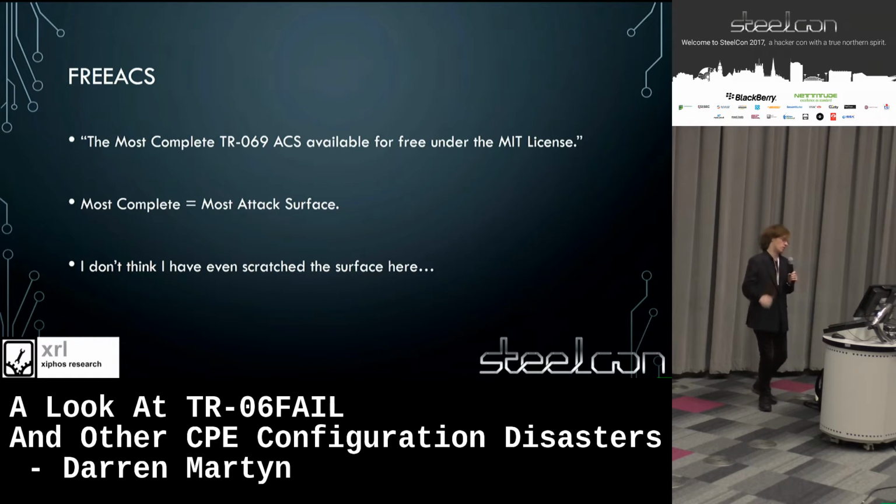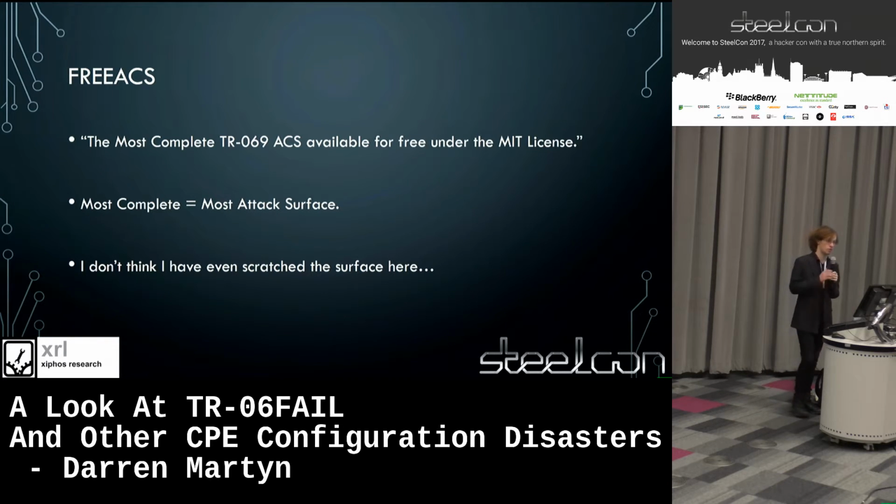It bills itself as the most complete TR-069 ACS available for free under the MIT license. And I'm like, that's a really specific claim to make. Okay, buddy. The most complete TR-069 ACS available for free, under the MIT license. Well, what if one's under GPL and it's also the most complete? What if it's more complete? But what this also means is that most complete means the most attack surface, right? If you've gone ahead and implemented all the things, you probably messed all the things up pretty badly because you've stretched your resources too thin. It's attack surface on top of attack surface, and I've barely even scratched a tiny corner of it.